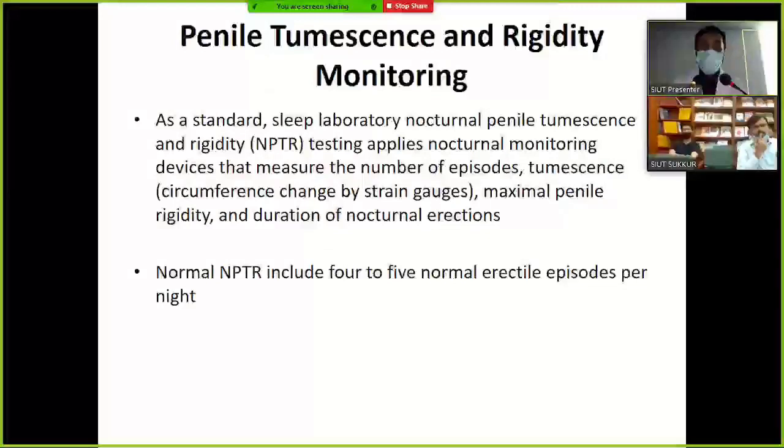Penile tumescence and rigidity monitoring. As a standard sleep laboratory, nocturnal penile tumescence and rigidity testing applies nocturnal monitoring devices that measure number of episodes of tumescence, maximal penile rigidity, and duration of nocturnal erection. Normal NPTR includes 4 to 5 normal erection episodes per night. So if someone has normal NPTR, what does it mean? It rules out what? Only psychogenic ED. It rules out psychogenic ED, and there is organic.